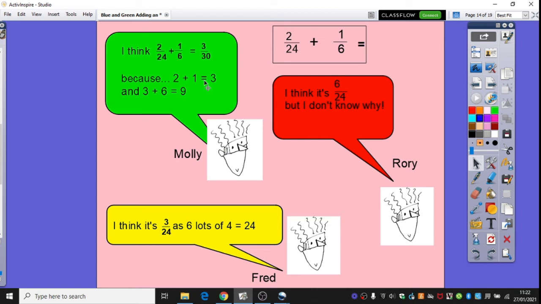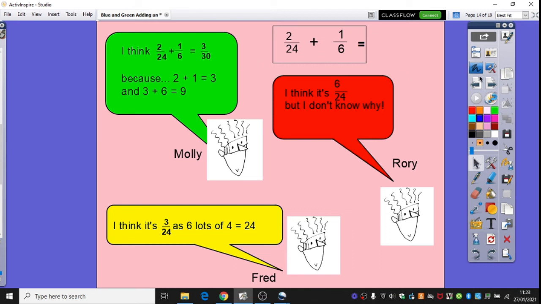Okay, so you might have a little look and think, do you agree? Maybe do you know why he's come to this answer? Do you agree with Rory? And Fred said, I think it's 3/24ths as 6 lots of 4 is 24. So have a little look. It's not necessarily that any of them are right. Is there anyone that you agree with or you strongly disagree with? You might want to jot down some notes now, or you might want to talk to somebody at home about it.